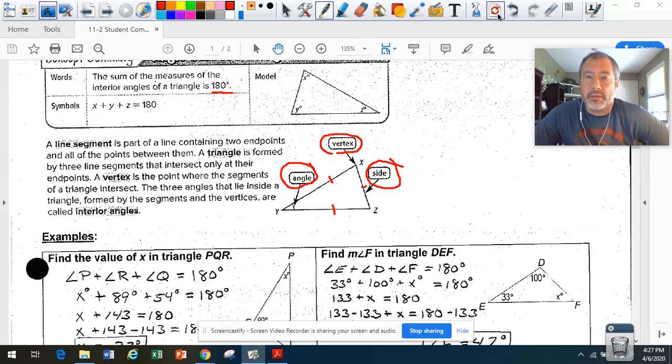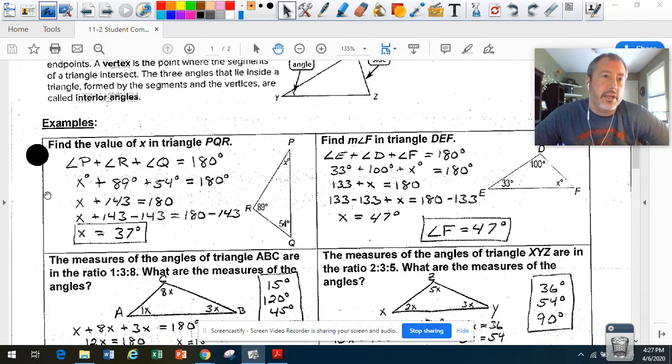Okay, so let's look at some examples here. It says, find the value of X in the triangle PQR. We know, like what we set up here, the angle sum theorem of a triangle. We know that angle X plus 89 degrees plus 54 degrees must add up to be 180 degrees. So angle P plus angle R plus angle Q must add up to be 180 degrees. So X plus 89 plus 54 equals 180.